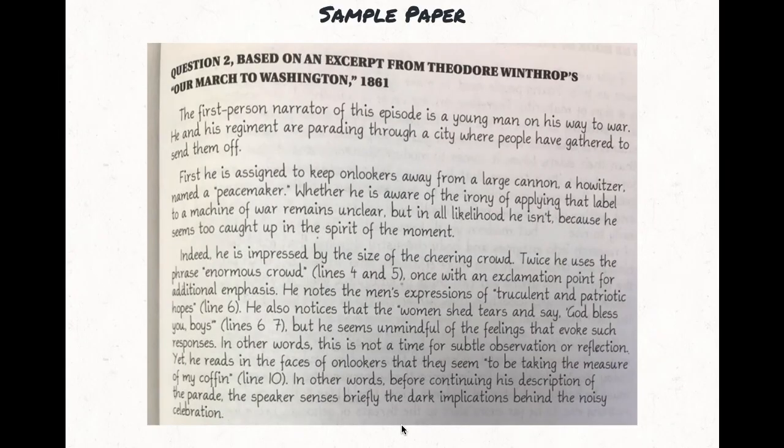So the first person narrator of the episode is a young man on his way to war. He and his regiment are parading through a city where people have gathered to send them off. First, he is assigned to keep onlookers away from a large cannon, a howitzer, named a peacemaker. Whether he's aware of the irony of applying that label to a machine of war remains unclear. It's not actually said in there, but in all likelihood he isn't because he seems too caught up in the spirit of the moment.